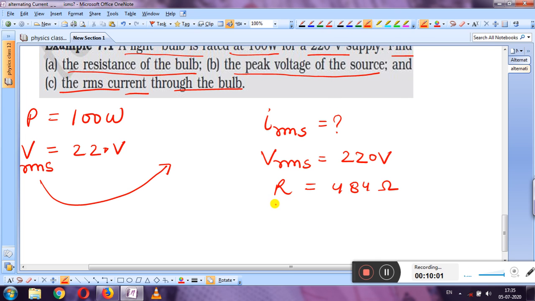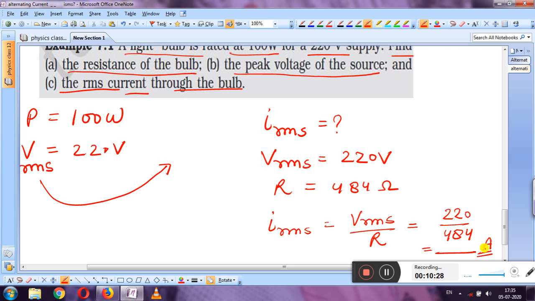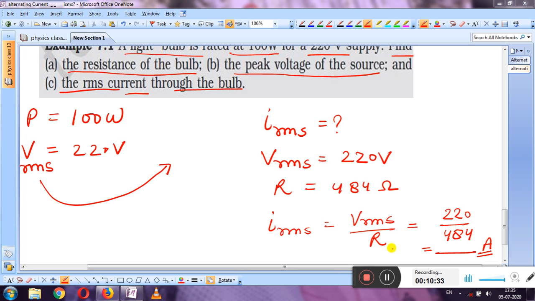Right. Current IRMS will be equal to Vrms upon R. Using this formula you can find out the value of IRMS, and it will be equal to 220 upon 484. Ultimately, after this division you will get your answer, and the answer you will get in terms of ampere. Correct. This is the way we can solve this numerical. Very easy numerical it was.